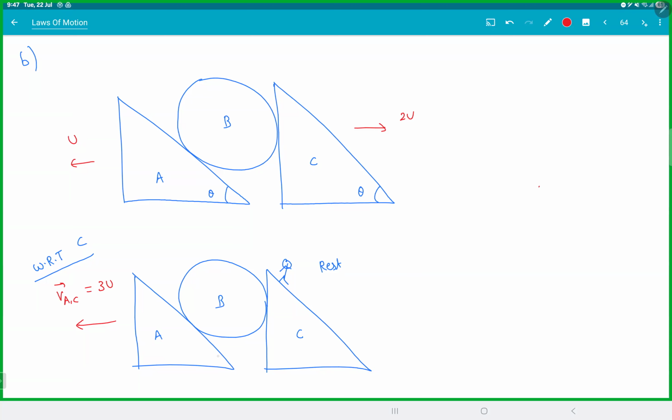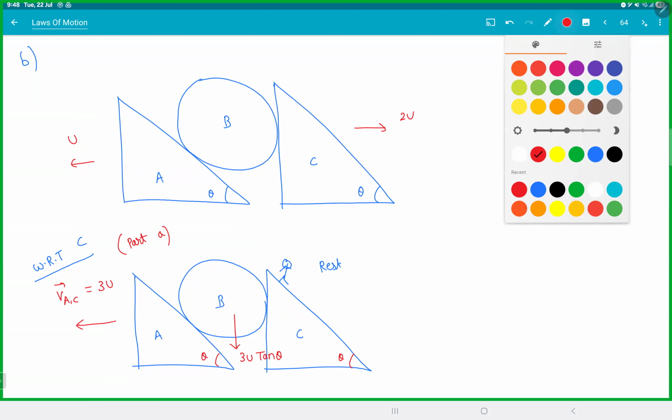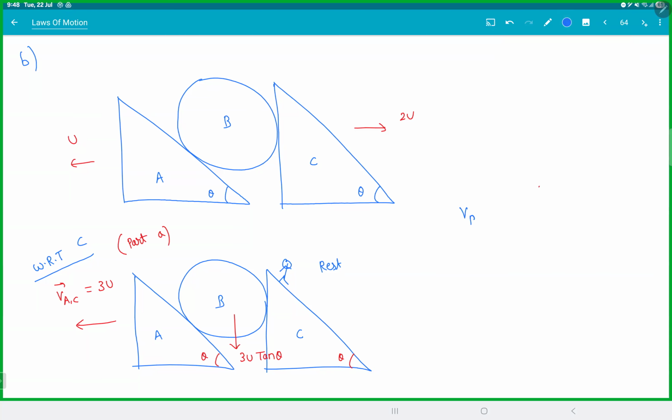Now this has become like question 1, isn't it? If A is going back with u, then this will go down with what? 3u tan theta. We proved this just now. This has become like part A. That means C will think velocity of B as seen by C, C will think it is going down with 3u tan theta j cap. This is what C will think.